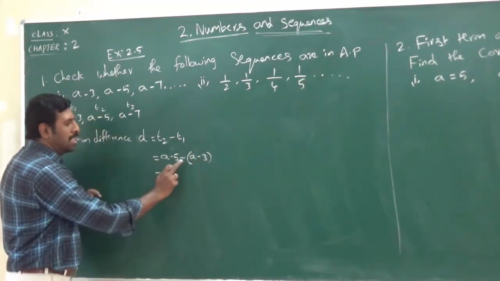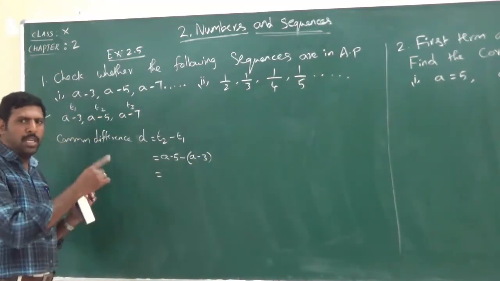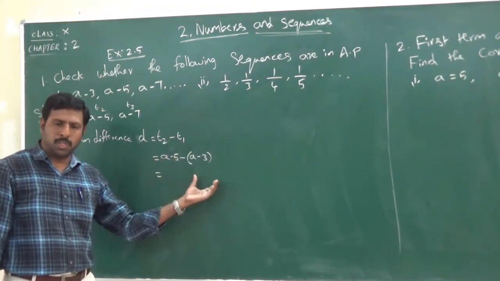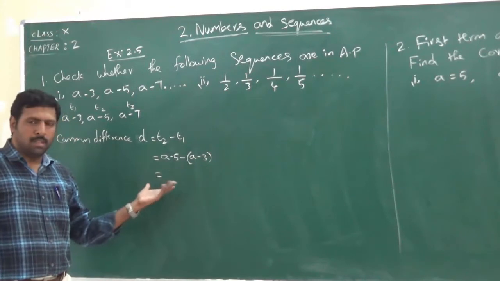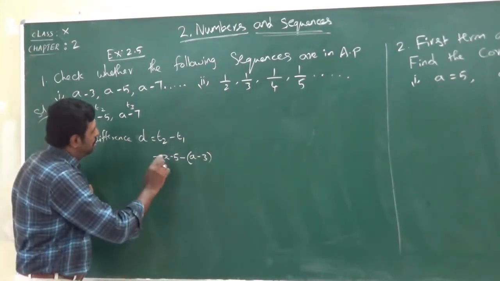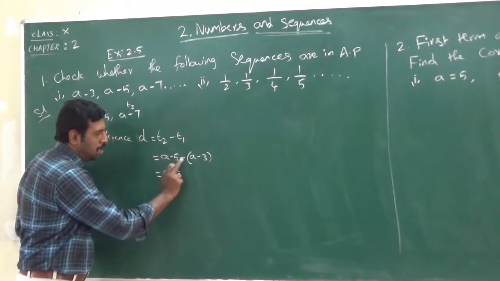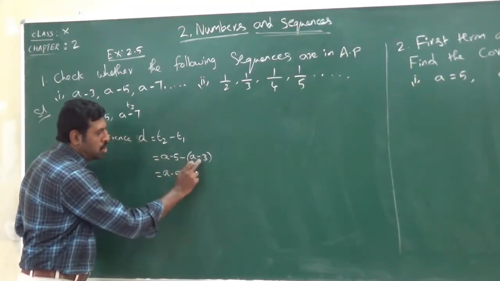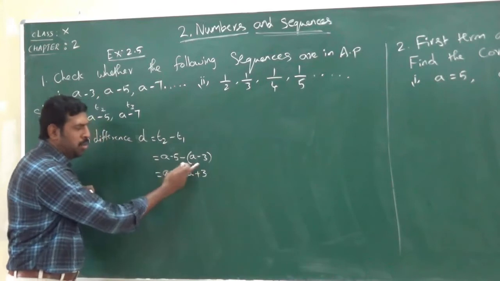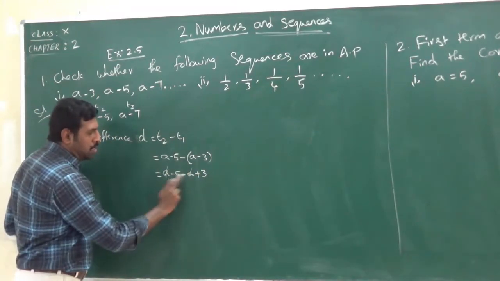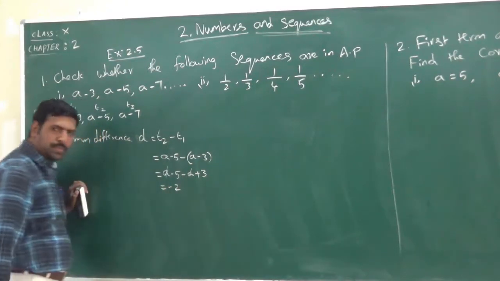Now here we have to be careful when we are writing the second term. Even if there is no negative value, you put the bracket. That makes it very easy to find the correct common difference, right? Then a minus 5: here we have minus a, minus into minus plus 3. Removing the bracket, here we have plus a, minus a cancel. Minus 5 plus 3 is equal to minus 2.